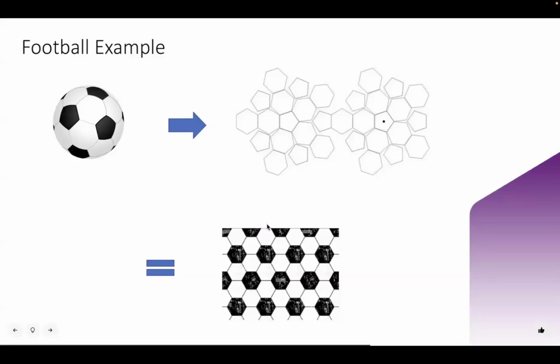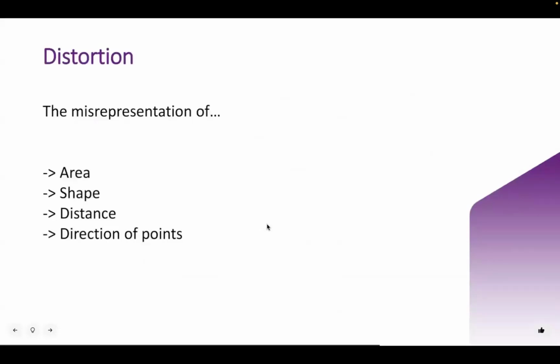Now, it's important to know that during this process, we can basically have something called distortion. And these projection methods tend to distort or misrepresent not only the area, the shape, the distance, but also the direction of points. Now, typically, there are algorithms in place to control for this misrepresentation, but not all of these are preserved.